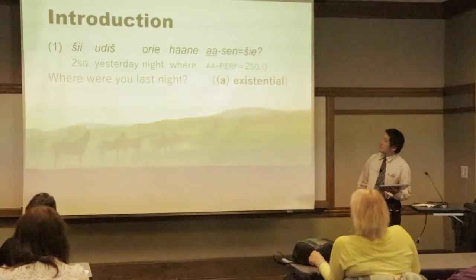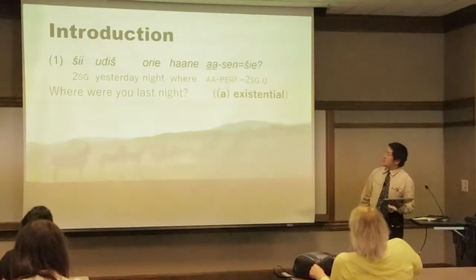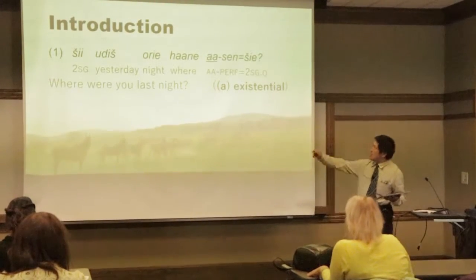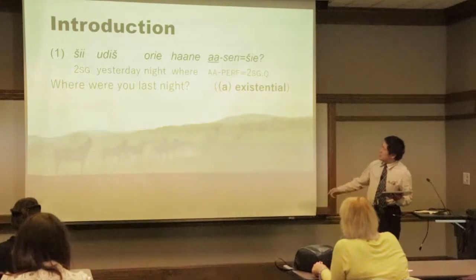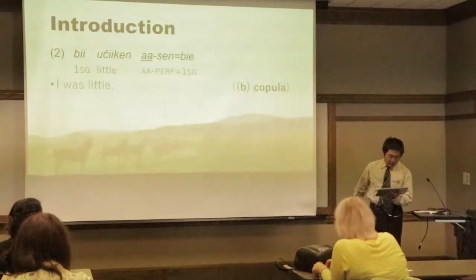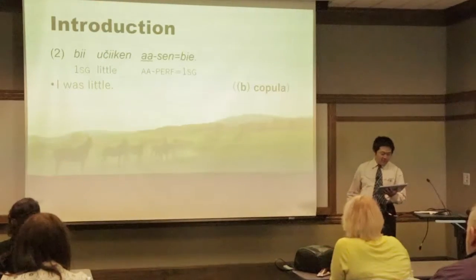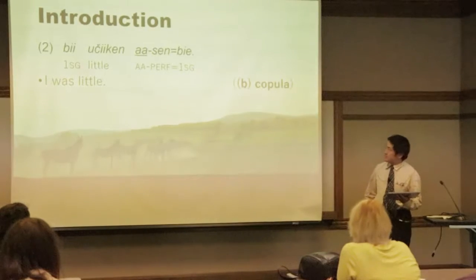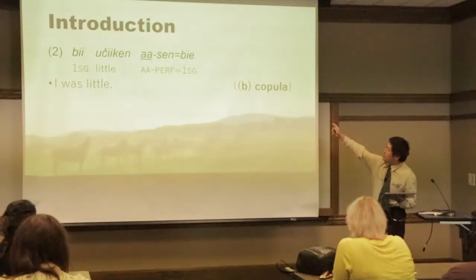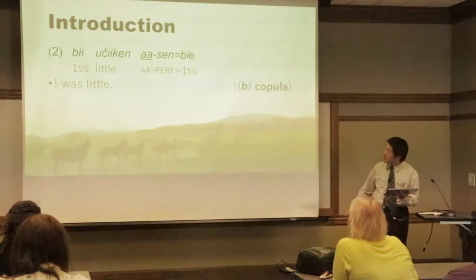Example one, she udeshore hanasun shu. This is existential use: Where were you last night? Asun shu means existential meaning. The next, example two, bi uchikun asunbe. I was little. This is copular use. The asunbe means copular verb, copular meaning.